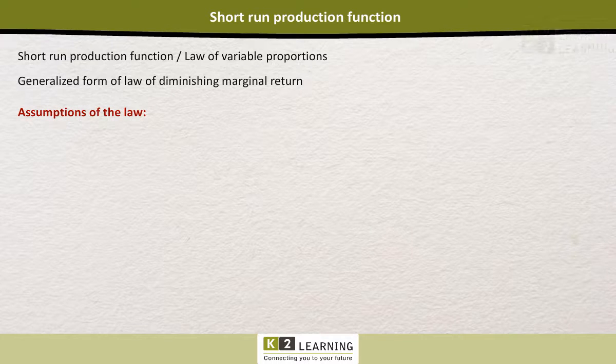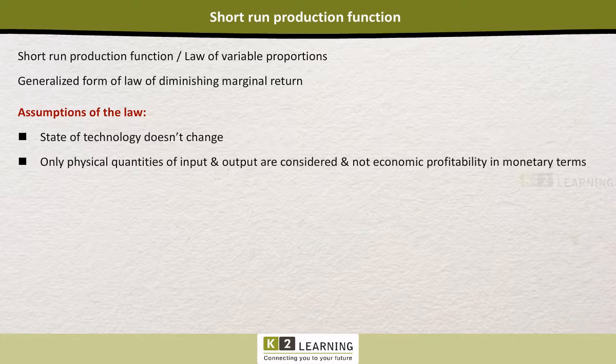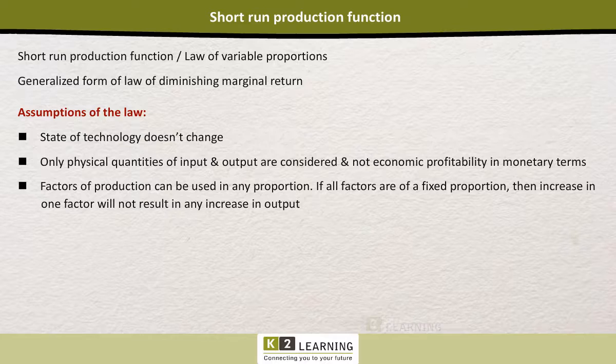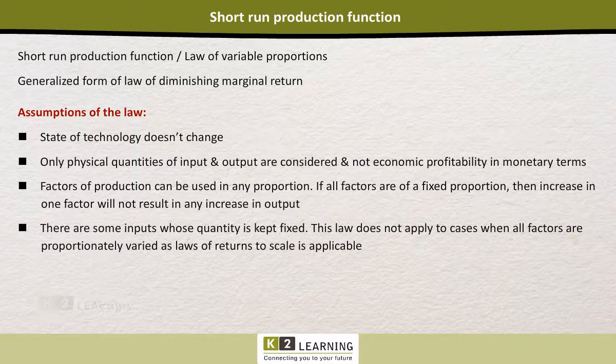Assumptions of the law. The state of technology doesn't change. Only physical quantities of input and output are considered and not the economic profitability in monetary terms. The factors of production can be used in any proportion. If all factors are of fixed proportion, then increase in one factor will not result in any increase in output. There are some inputs whose quantity is kept fixed.